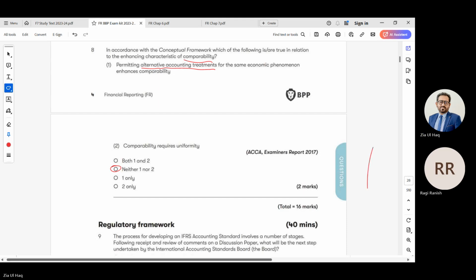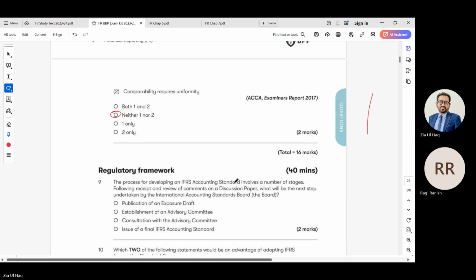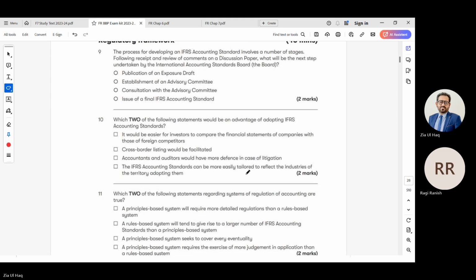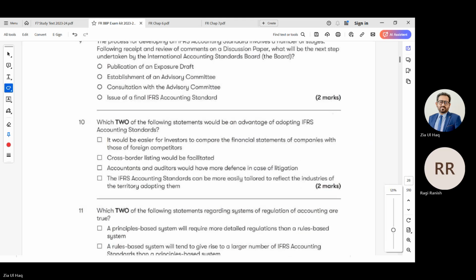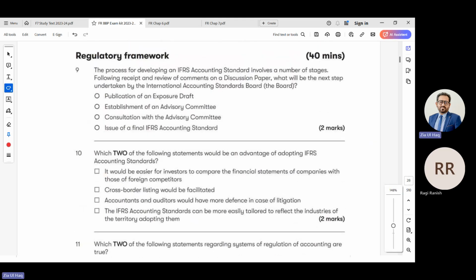Again, number 9. The process for developing an IFRS accounting standard involves a number of stages. Following receipt and review of comments on a discussion paper, what will be the next step undertaken by the International Accounting Standards Board? After the discussion paper, what is the next step? Ultimately, the exposure draft.